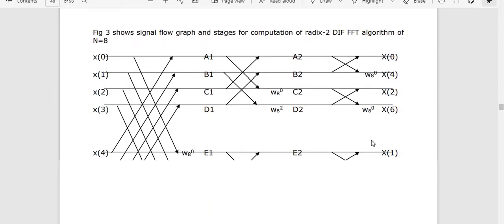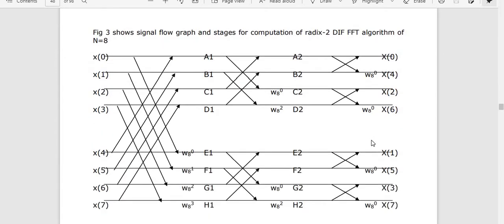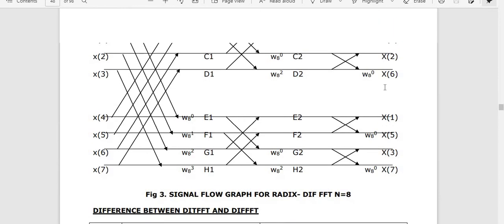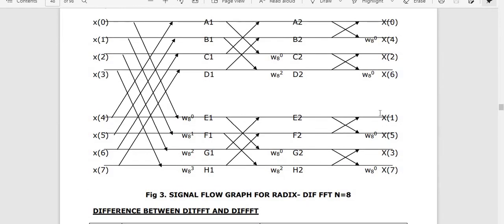What is x of 2, students? X of 2 is reaching C2 plus D2, right? This is the x of 2 coming from this C2 point and D2 point. Similarly for x of 6, I can write C2 minus D2 times W8 of 0. Clear? So likewise we can analyze all the values. This is in bit reverse order. So we can write the output by analyzing this complete signal flow graph for radix 2, N equals 8 point DIF FFT.